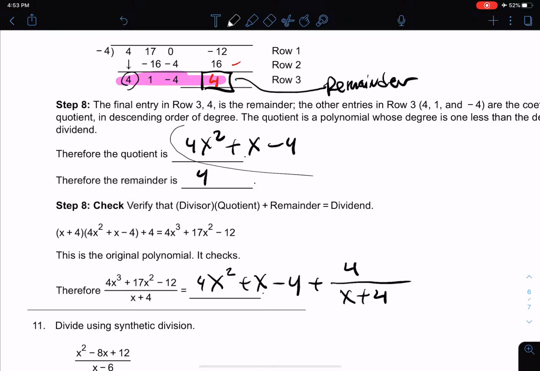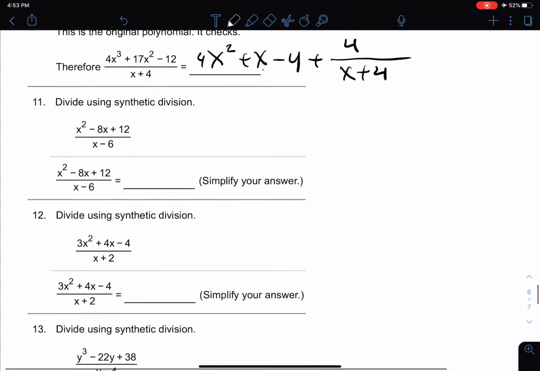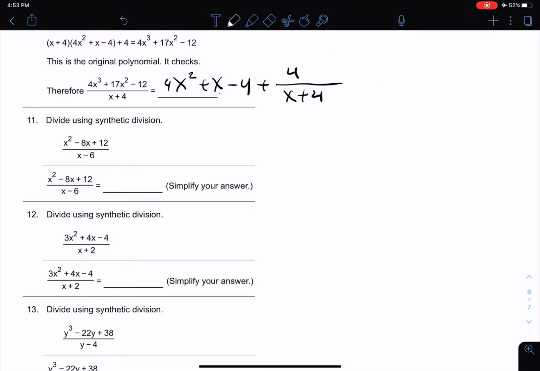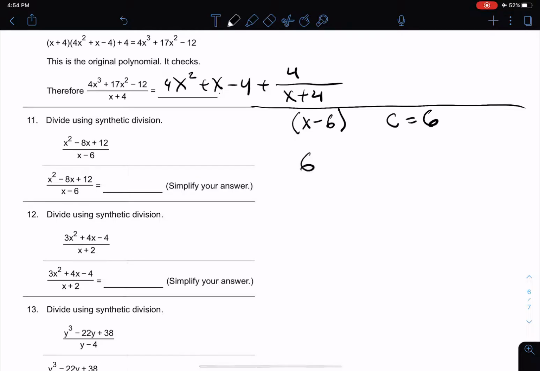Here we go. Let's do some synthetic division. I think you're going to be very happy with how fast this goes. Here's how we do it. I'd like to start with my divisor, which was x minus 6. Now that's a binomial. What's the c value? C value is going to be opposite of negative, so it's going to be 6. So now this will go very fast. Don't blink your eyes because it's going to be done.